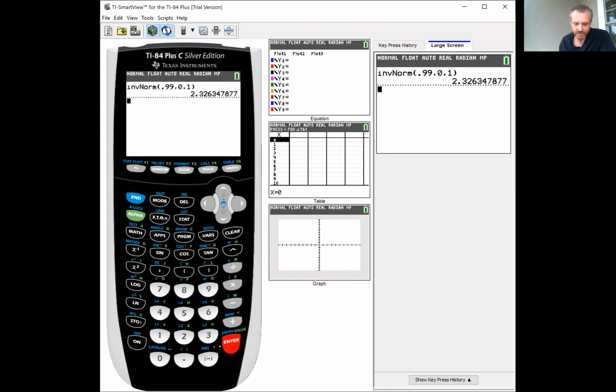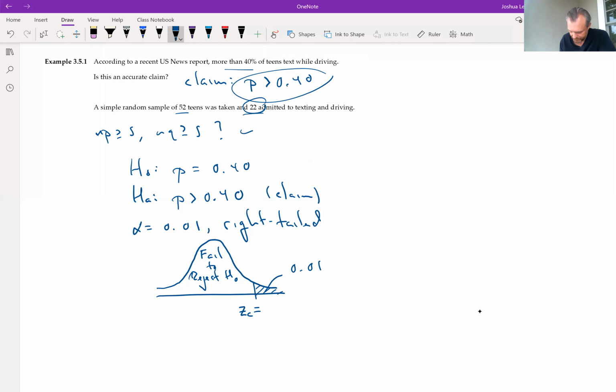and we get 2.326. Okay. So this is now my measuring stick. This is what I'm going to use to measure my test statistic against, okay? So now we need our test statistic.